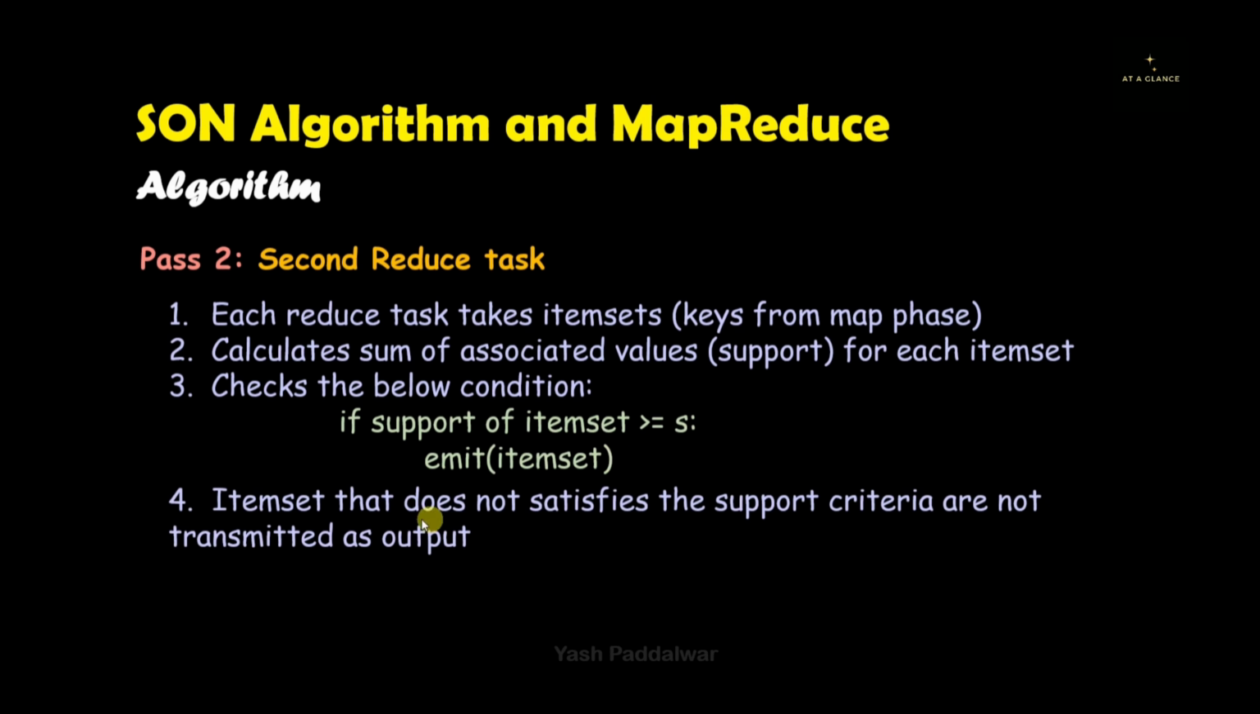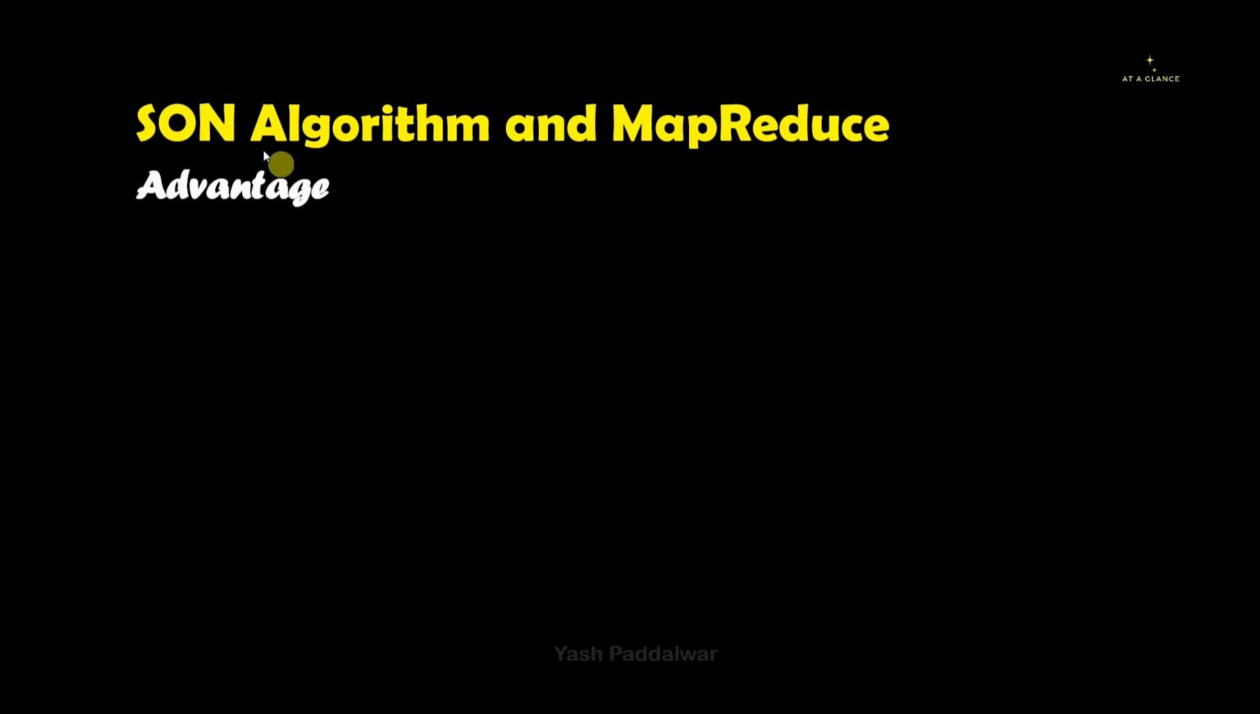Now, if there is a case that any item set is not satisfying the minimum support criteria, it is not going to be transmitted as output. So only those item sets which are actually frequent will be transmitted as output. Hence, the probability of getting correct results here is the maximum. I hope the algorithm is clear. This is how we get the frequent item sets from the SON algorithm.